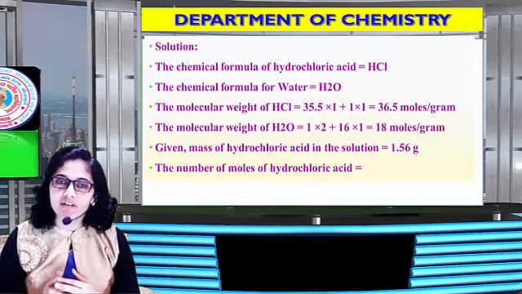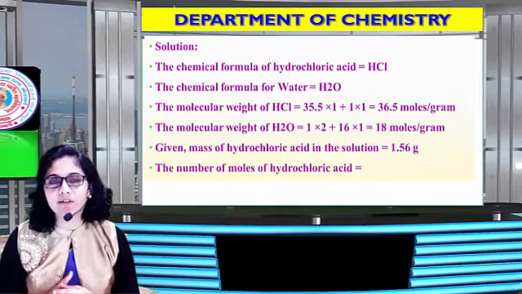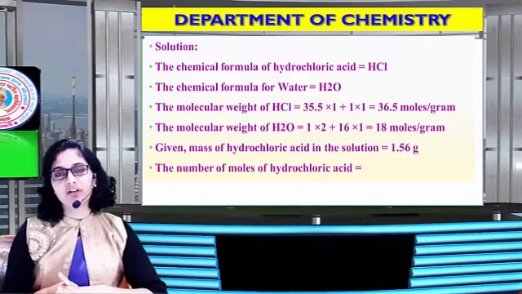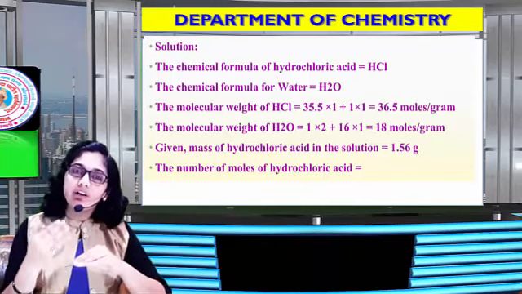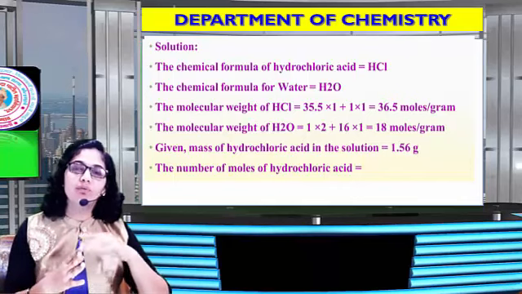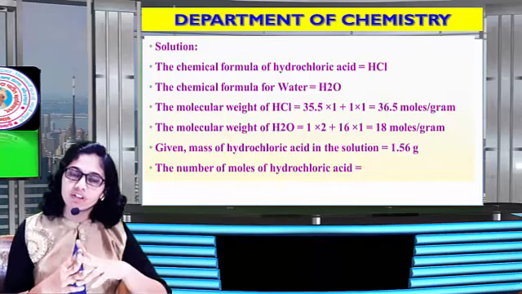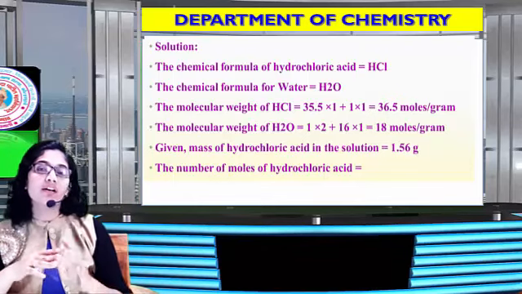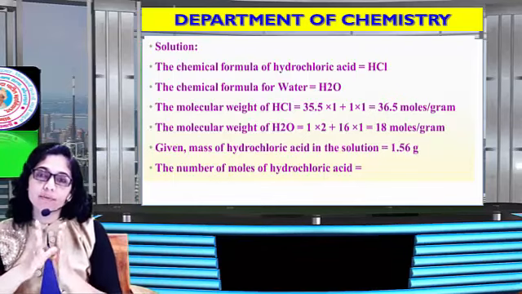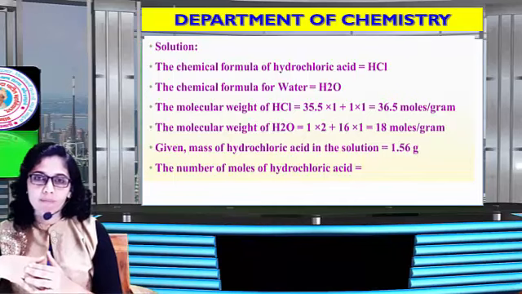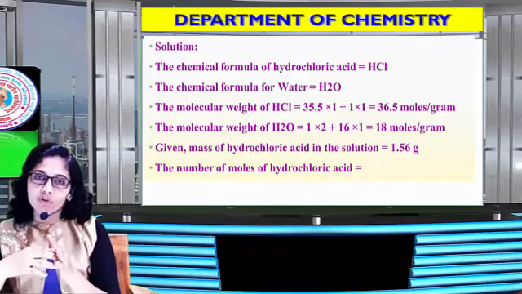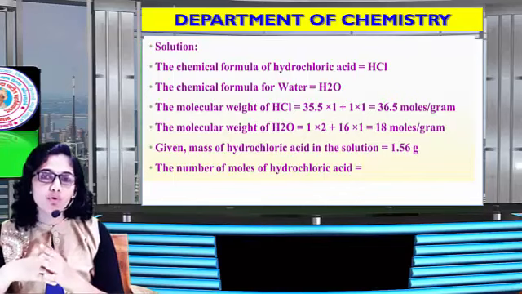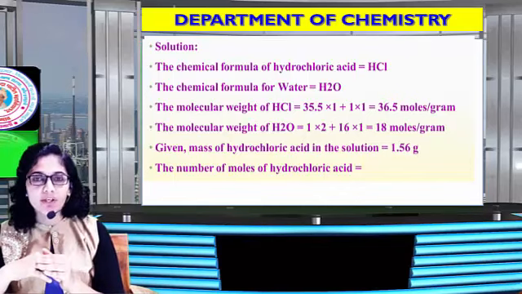What is the molecular weight of HCl? In HCl, there is one hydrogen atom and one chlorine atom. We need to calculate the molecular weight of HCl. So what is the atomic number of hydrogen? 1. And the molecular weight of hydrogen is also 1, because the molecular weight is the summation of the number of protons and neutrons, while the atomic number is the number of electrons. But in the case of hydrogen, there are no neutrons, therefore the molecular weight and atomic weight of hydrogen are the same and it is 1.